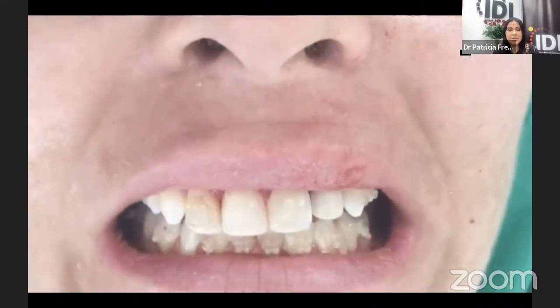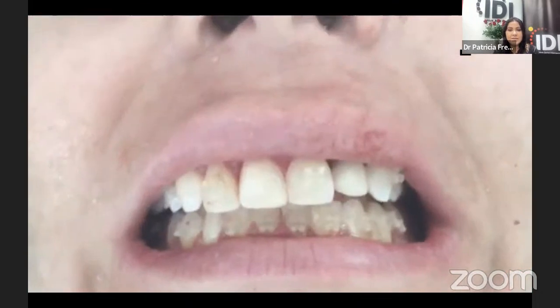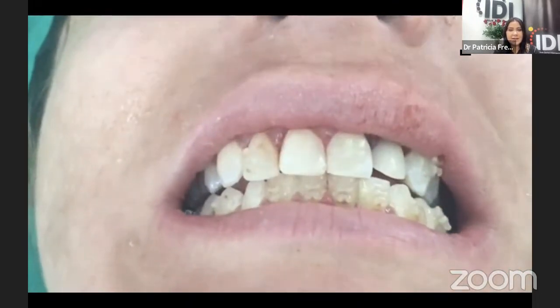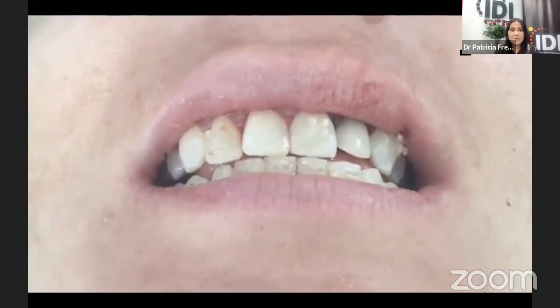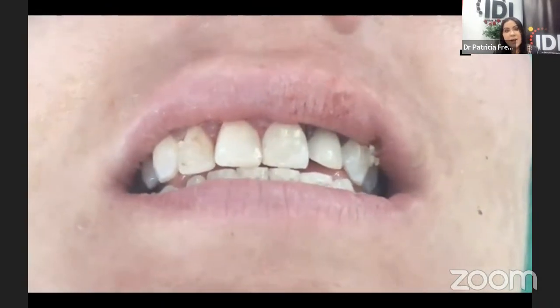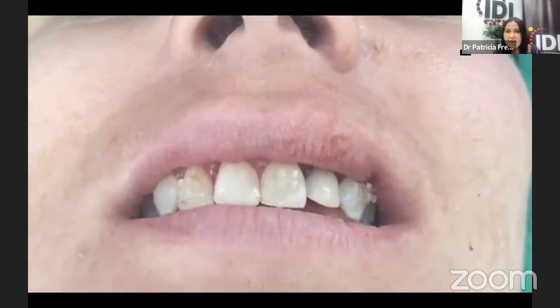And see, we have to look at the movements. So we have to check if the crown is touching the antagonist or not. That's very important because we should remember that the implant can't move more than 0.1 millimeter. That's all our implant can move. If the implant moves more than 0.1 millimeter, we will have fibrosis. We won't have osseointegration, right?